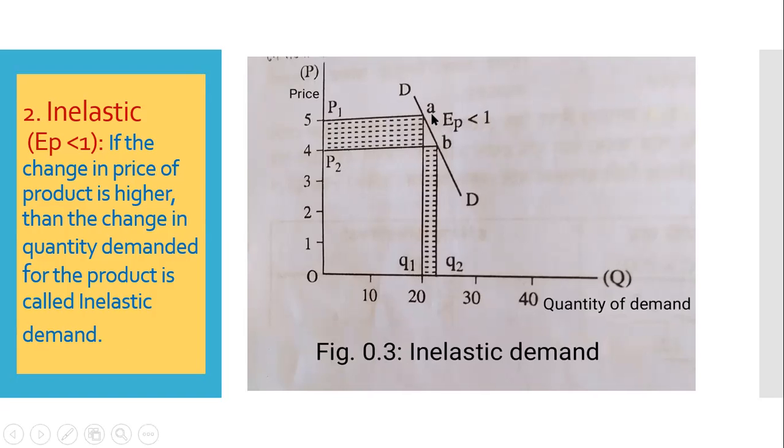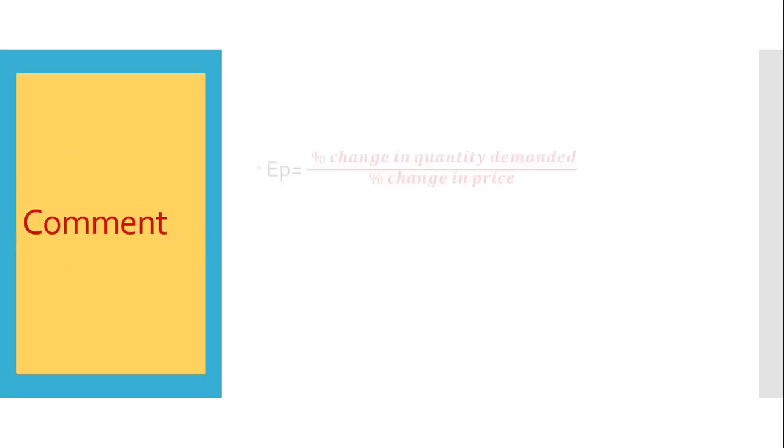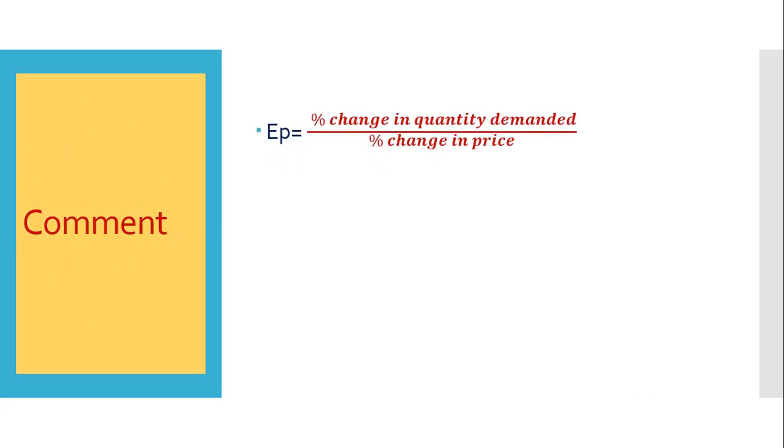Here, by joining points A and B, we are getting a steeper demand curve, and when we do the sum by formula, we get a result that is smaller than 1. Here you see in the formula, the percentage change in quantity demanded is 10%, but the percentage change in price is more, that is 20%. That means price change is more, but our demand is not changing that much, because for necessary goods people use according to their need.